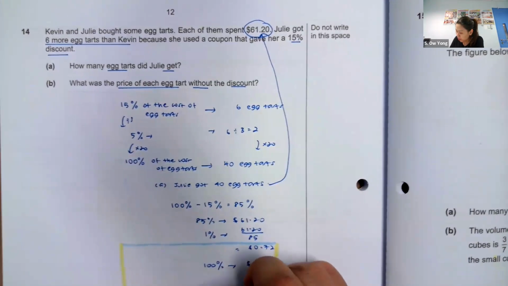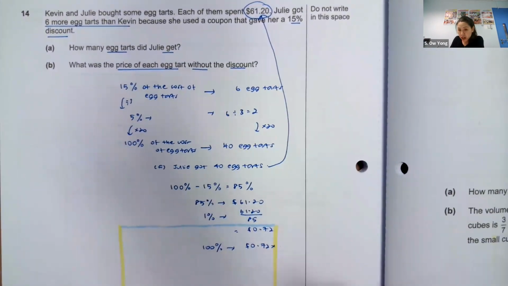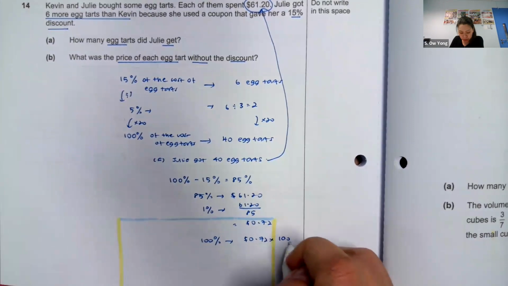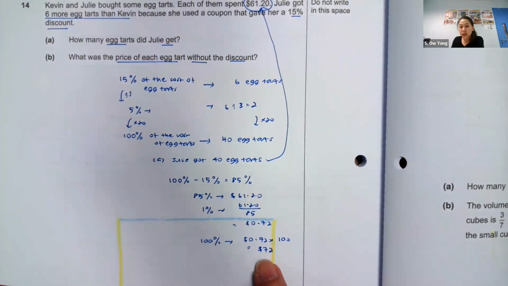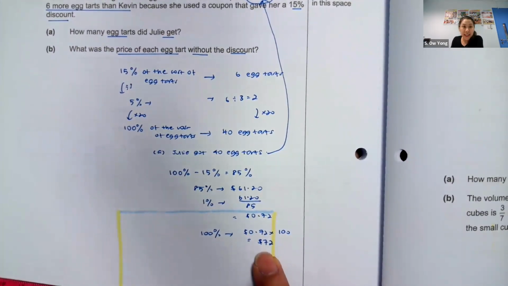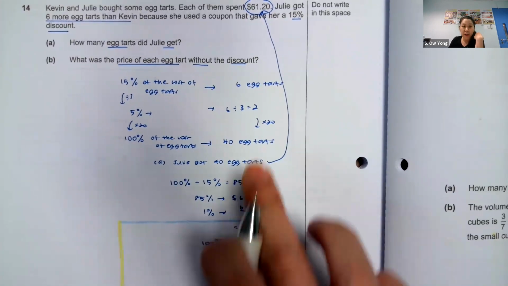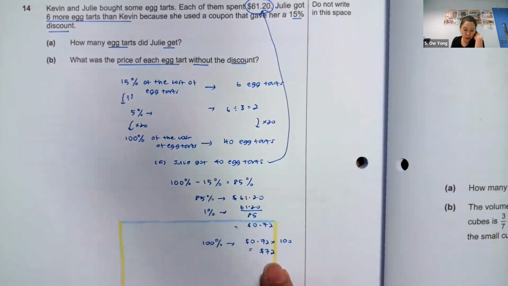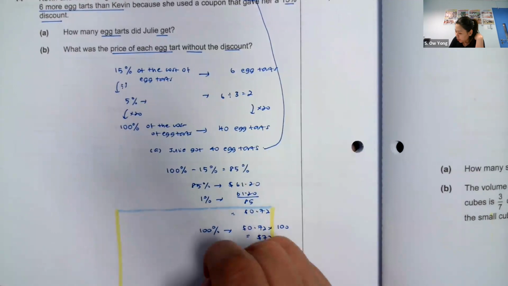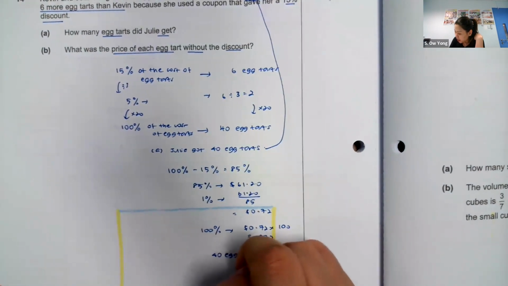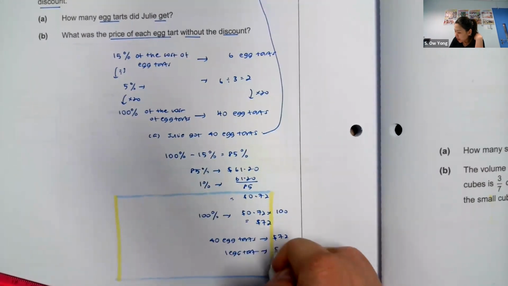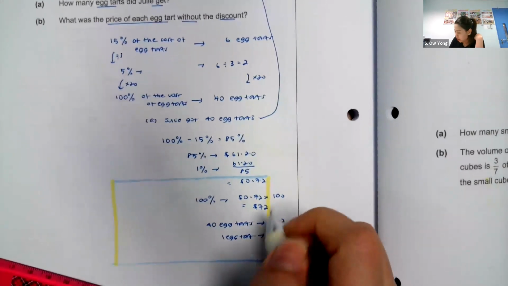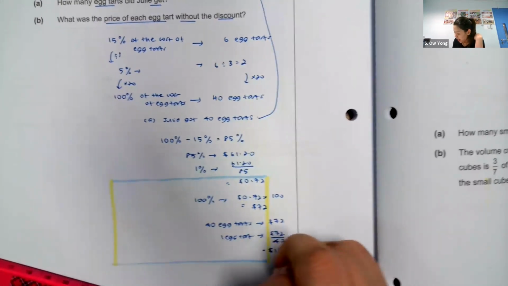Now 100% will be 72 times 100 to give you $72. In other words, if she did not use the discount, did not use the coupon, by right her 40 egg tarts need to pay $72. So let's say the 40 egg tarts cost $72. One egg tart will be $72 divided by 40, which is $1.80.